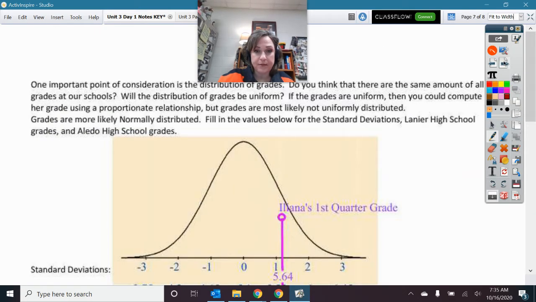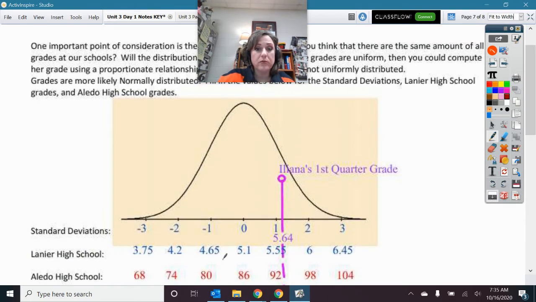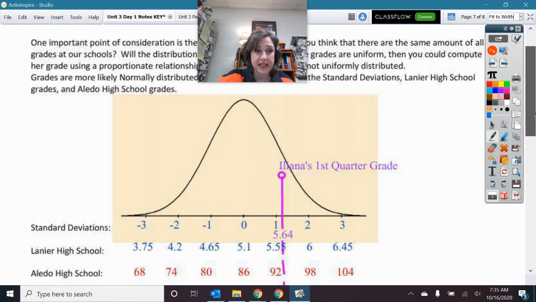It is more likely that grades are distributed like this, where most people are centered around the average. And as you get farther above the mean, you have fewer and fewer scores up here in the high values and fewer scores down here in the low values. So that's a normal distribution. So I want you to fill this in here. Let's fill that in.